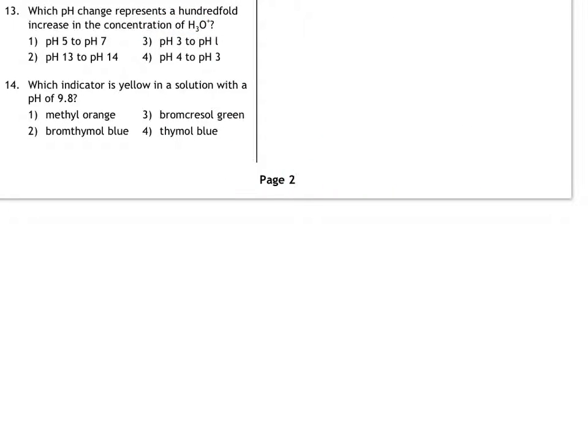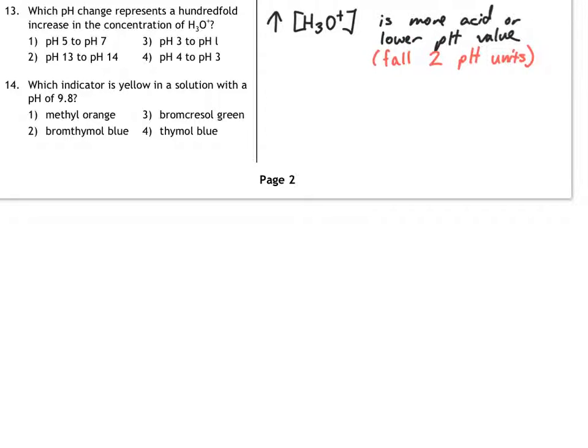So the last 2 on this page: which pH change represents a 100-fold increase in the concentration of H3O+? Firstly, increasing the concentration of hydronium is more acid, or a lower pH value. And secondly, doing it by 100-fold is to change by 2 pH units, and that is to decrease by 2 pH units. So that should narrow the choices right down. We need to fall 2 pH units. It looks like from 3 to 1 is our best answer.